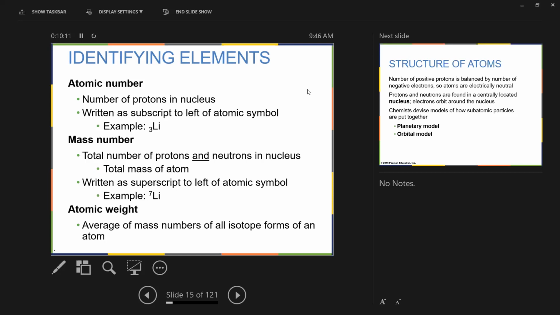We have the symbol on top. That also equals the number of electrons. So if you look at the periodic table and you see the number on top of the atom, that's the atomic number. That's how many protons it has. It's also how many electrons it has.